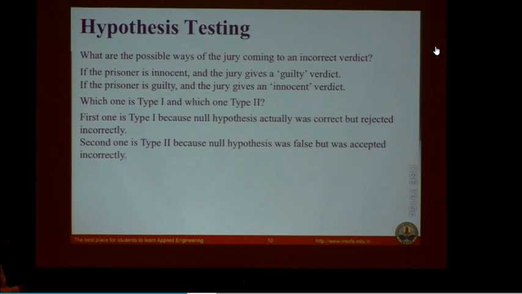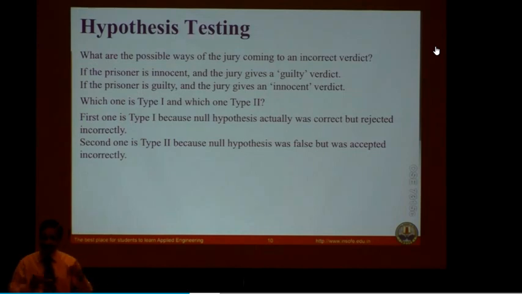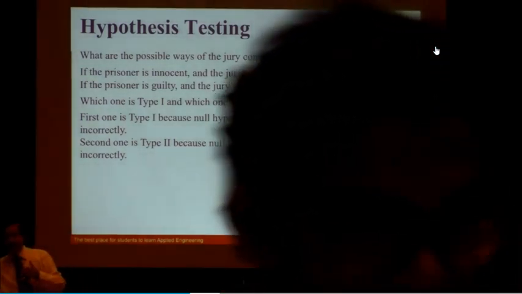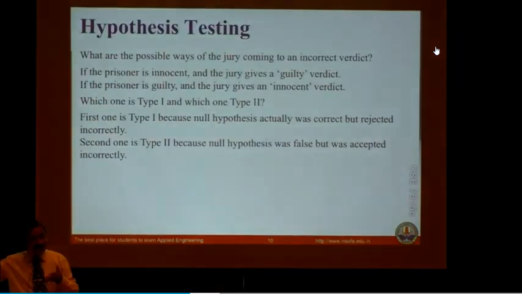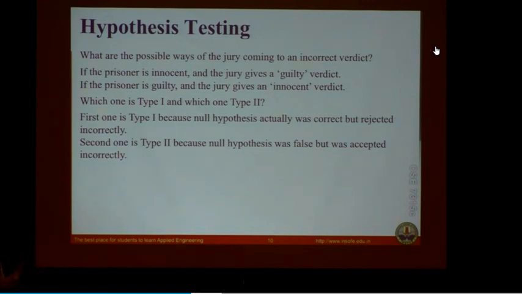So the other one is type 2. Finding him innocent, I am accepting the null hypothesis. But the null hypothesis actually is wrong. The person is really guilty. The person has committed fraud or murder or whatever, and I am saying he is innocent. That's type 2. False negative.